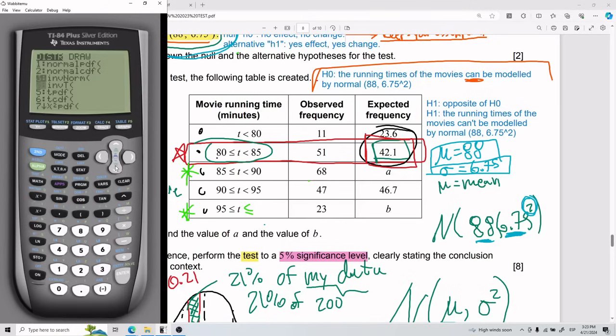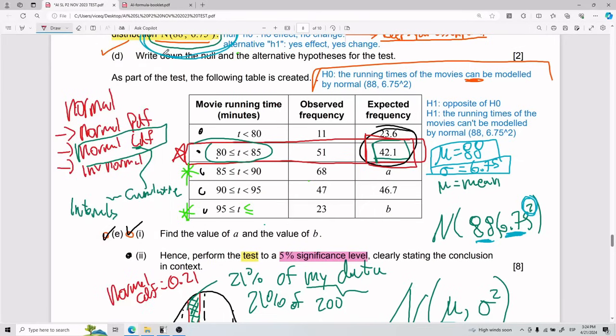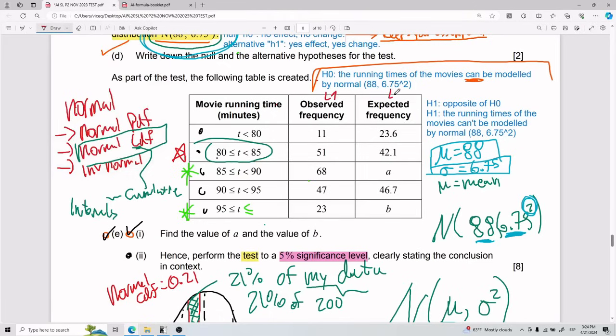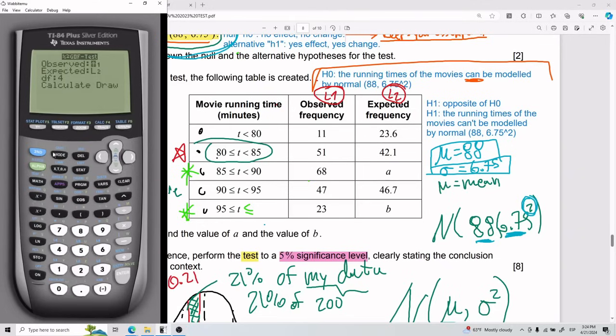Over here for the chi-squared GOF, they tell us that L1 is observed. So technically, if I go back here, observed is going to be L1, expected is going to be L2. All right, so I go to my list. L1 is observed, L2 is expected. Let's go ahead and plug in.